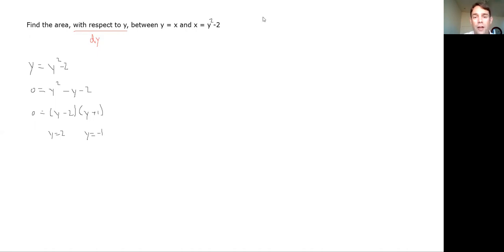So we've got to pick a value between the two, so we can figure out which value is on top, or which value is the greater value. So I'm going to plug in 0. Which one of my two values is the greater value? If I plug 0 into x equals y, I get x of 0 equals 0. So the linear one, when y is 0, x is 0. If I plug it into the other one, x of 0 equals 0 squared minus 2, I get negative 2.